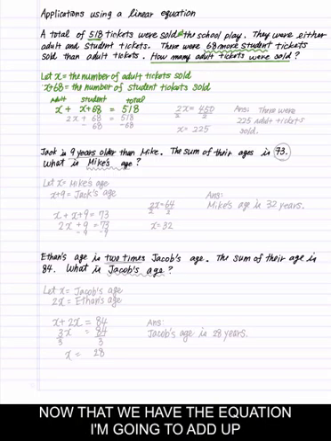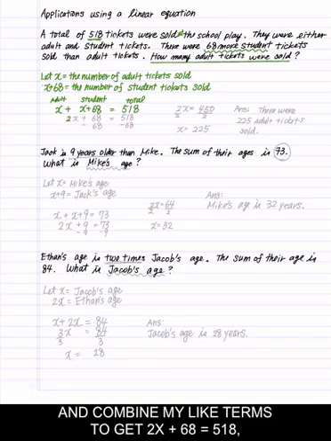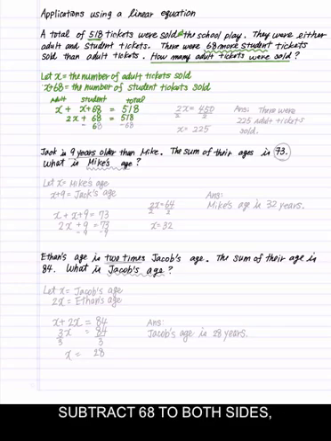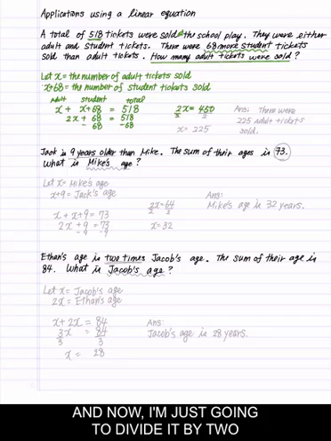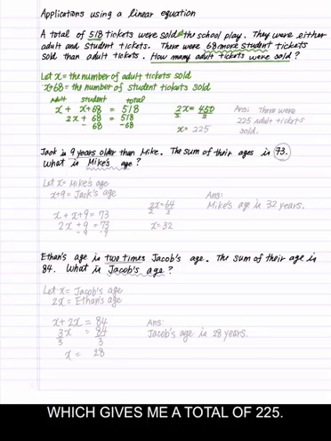Now that we have the equation, I'm going to add up and combine my like terms to get 2x plus 68 equals 518. Subtract the 68 to both sides. Gives me 2x equals 450. And now I'm just going to divide by 2. Which gives me a total of 225.